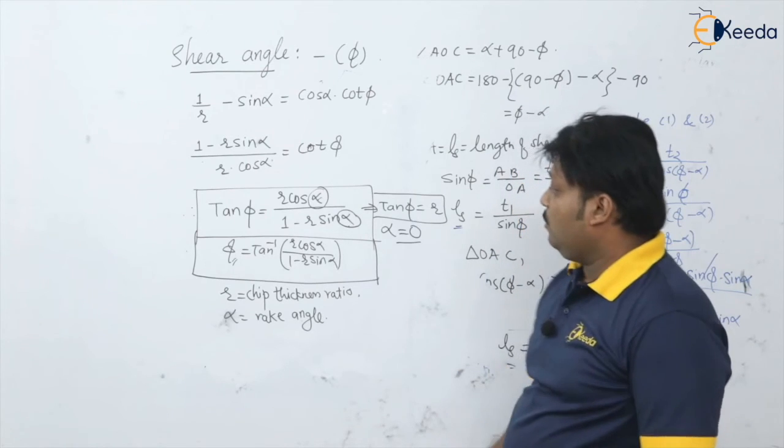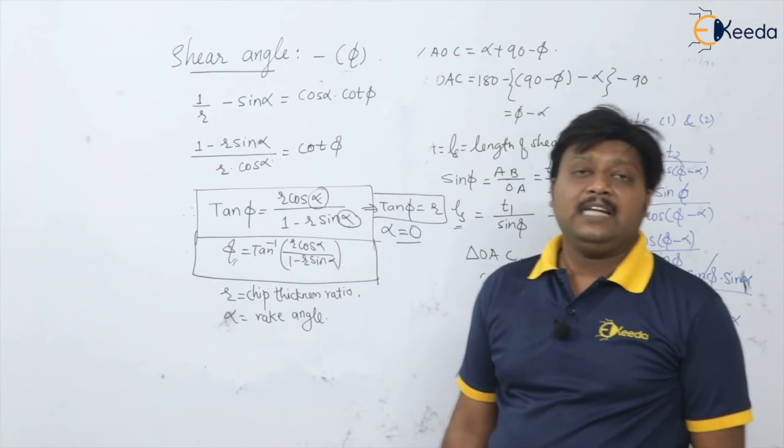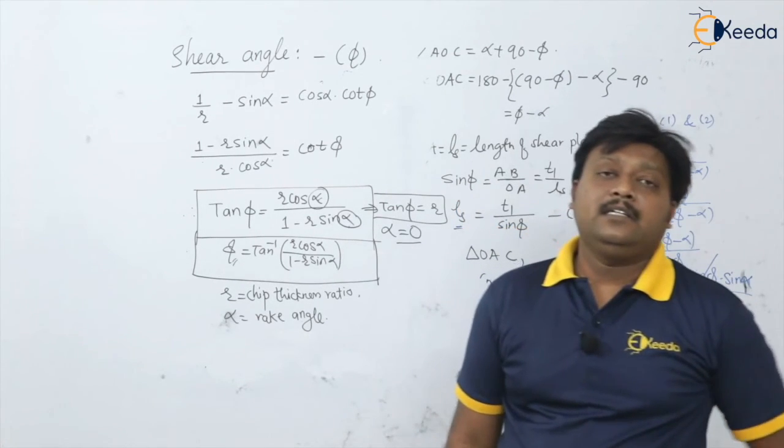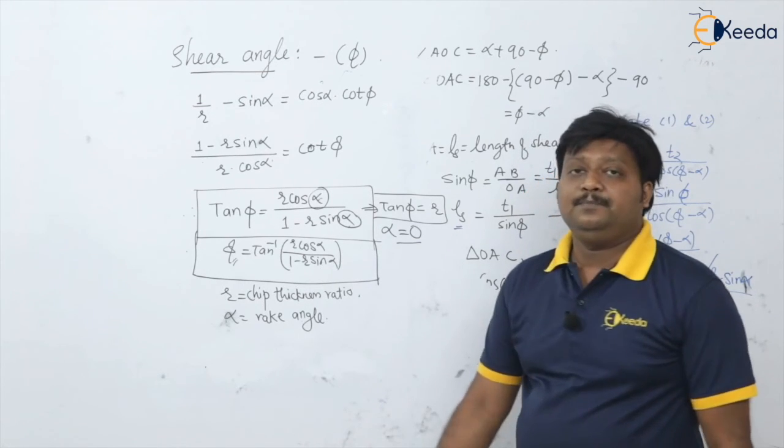Understood how to calculate the shear angle phi? It is equal to tan inverse of R cos alpha divided by 1 minus R sin alpha. Please see it.